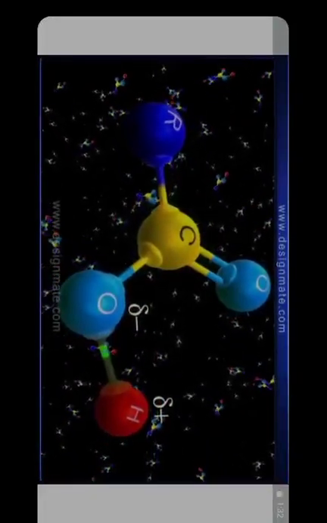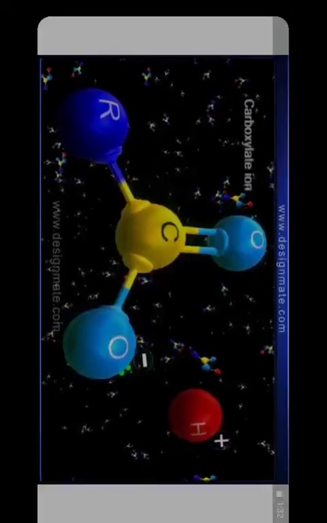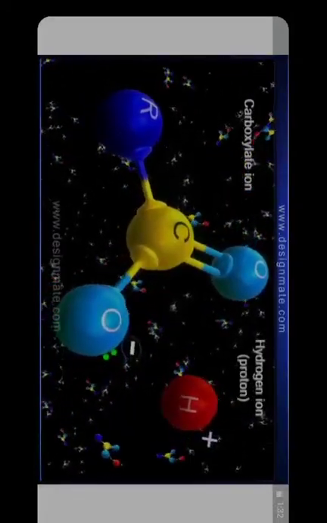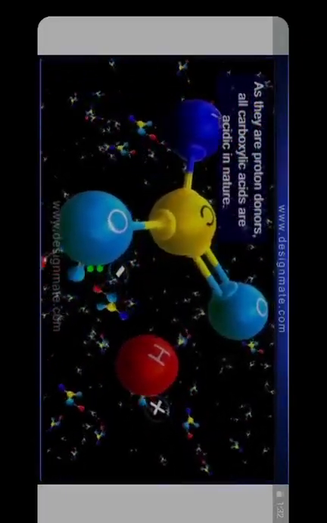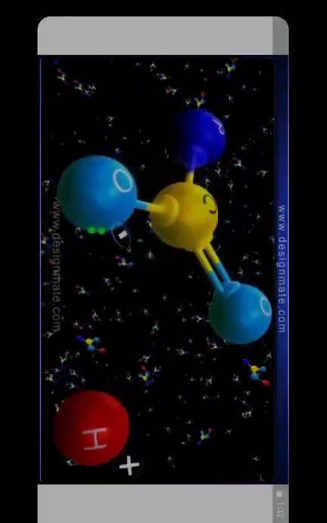Due to this polarity, this bond is weak and can be broken easily, resulting in a carboxylate ion and a hydrogen ion, or more precisely, a proton. As they are proton donors, all carboxylic acids are acidic in nature. Now have a look at the carboxylate ion.